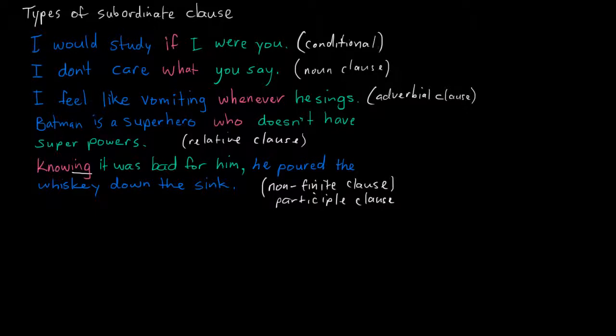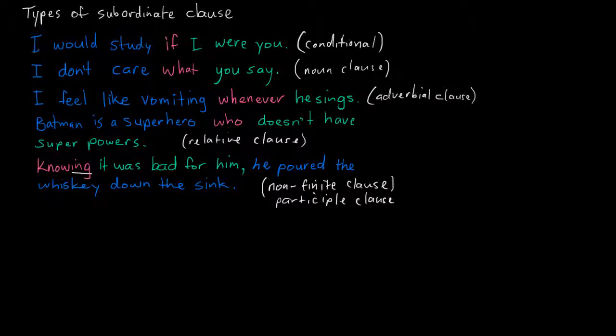I'm not going to go into any detail about what constitutes a conditional, a noun, an adverbial clause, and so on, because that will be done in other videos. But it might be worth looking at the fact that we have the main clause, the conjunction, and then the subordinate clause following, except in the case of the participle clause here. It's a fairly common feature of participle clauses that the subordinate clause will actually lead the main clause, showing that the position of the main clause and the subordinate clause is variable.